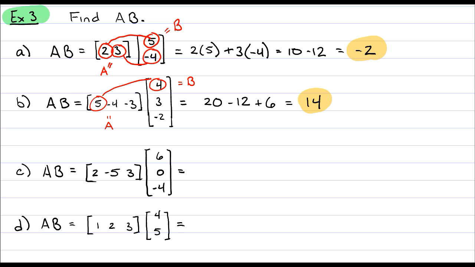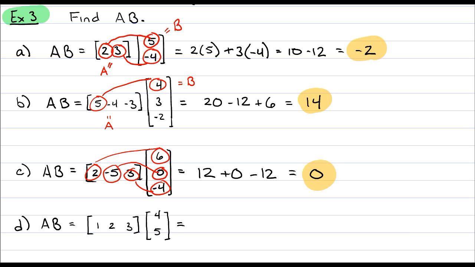Okay, moving on. 2 times 6 is 12. Again, remember, what I'm doing here is taking the first entries and multiplying them together. Then I take the middle entries and multiply them together. So that's going to be minus 5 times 0. And then I take the last entries. So that's 3 and minus 4. When I multiply those together, I get minus 12. So at the end of the day in this problem, I get 12 minus 12, which is 0. The product of this row and column is 0.